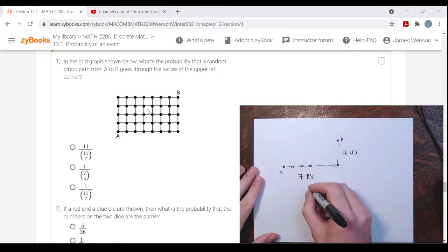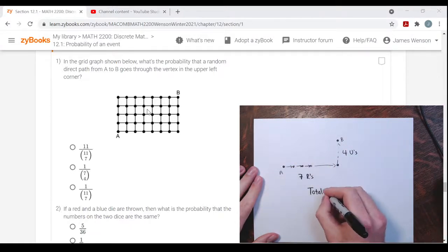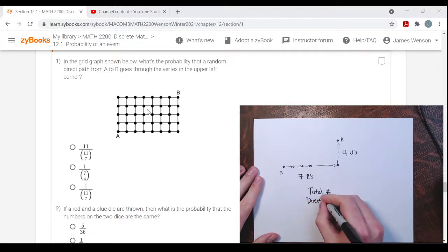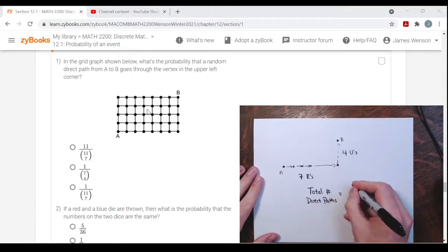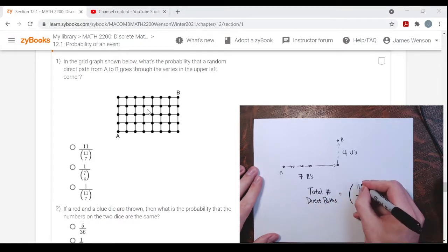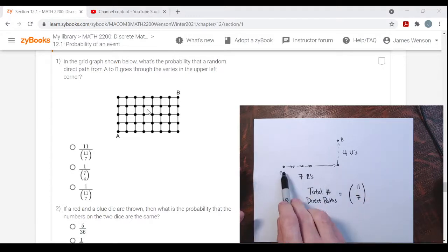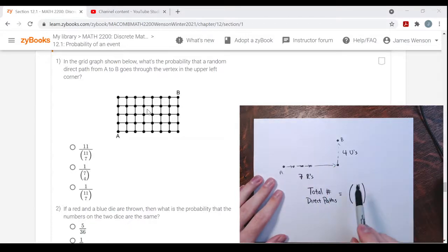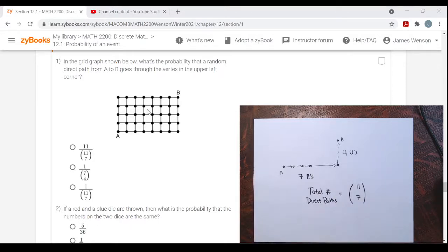So the total number of direct paths, the total number of outcomes, the size of the sample space, whatever you want to call it, would just be 11 choose 7, or 11 choose 4. Because again, I have to make 11 moves, 7 rights and 4 ups. I just have to choose which order they come in, right? So if I have a slot for each of my 11 moves, I choose where the 7 R's go, or I choose where the 4 ups go, and then the R's have to be the rest of the way. So it's 11 choose 7 or 11 choose 4.